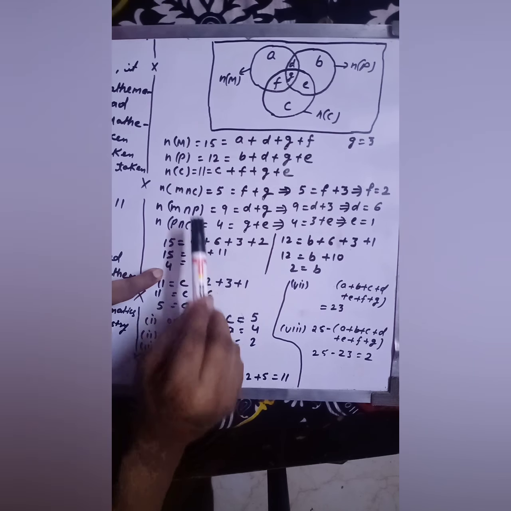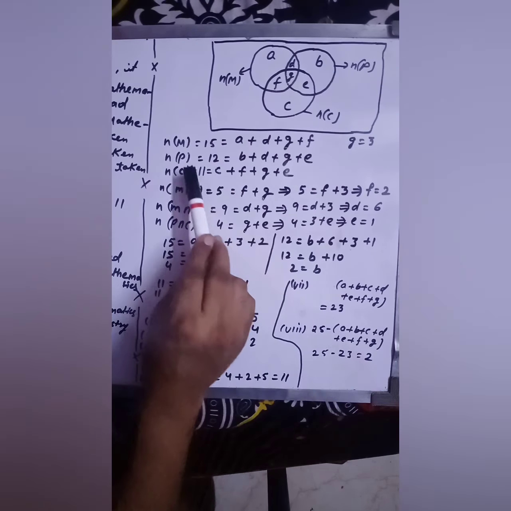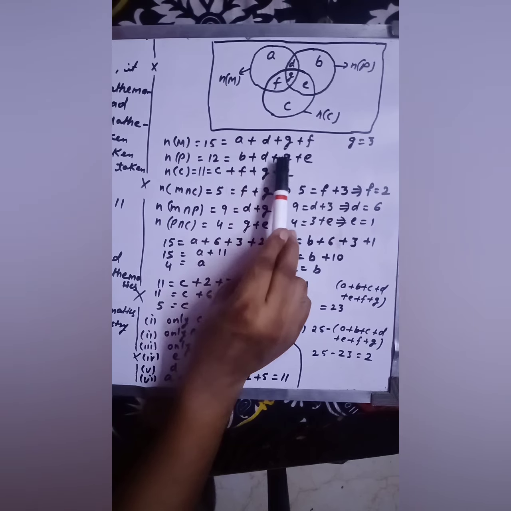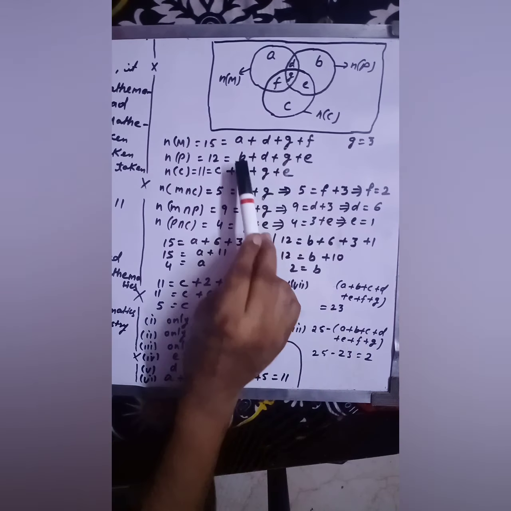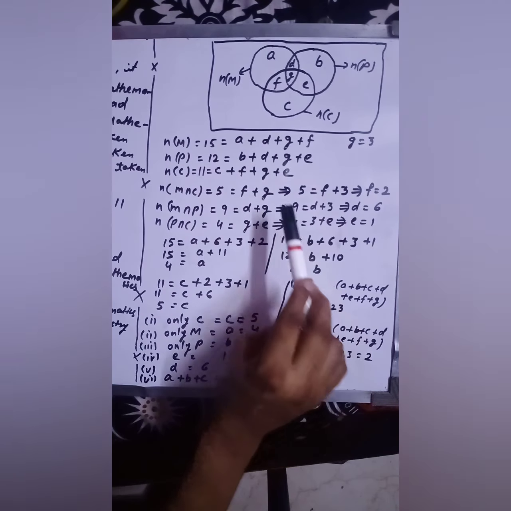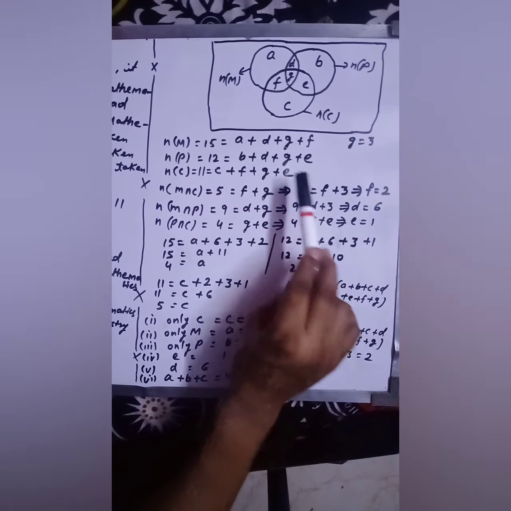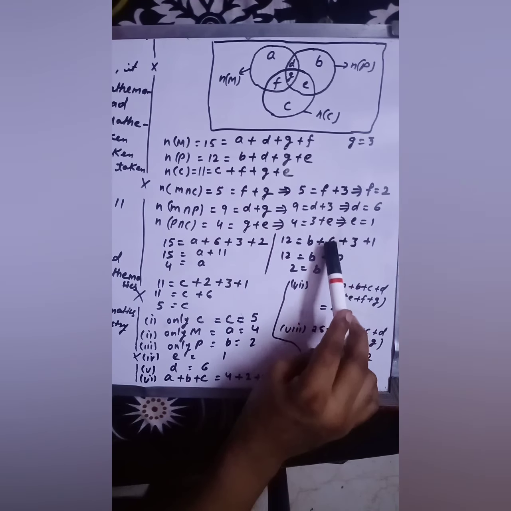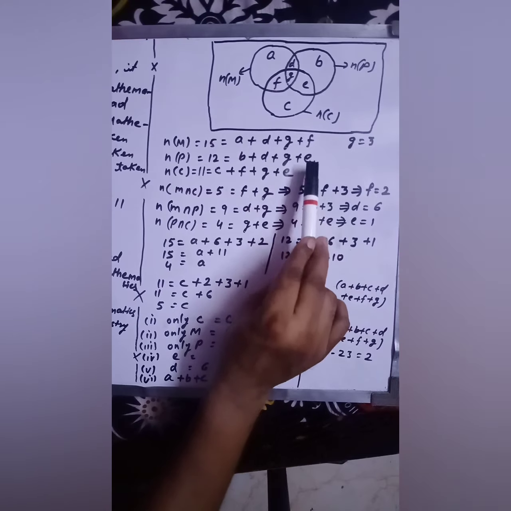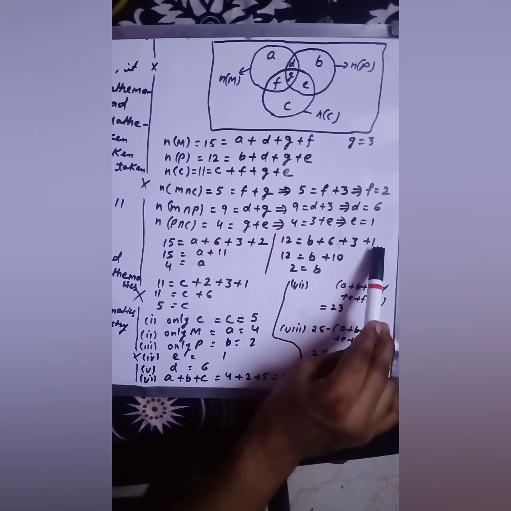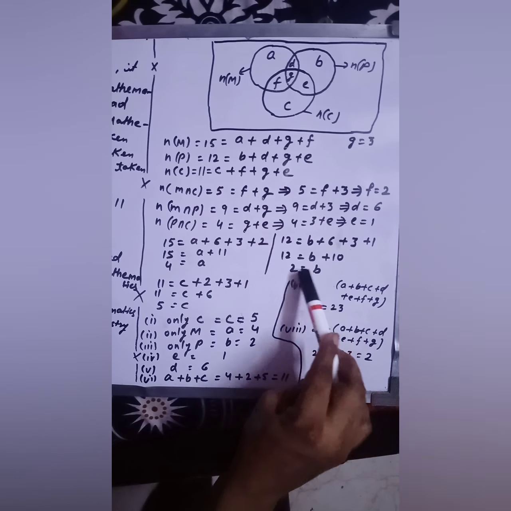Got it? Now similarly in the second equation, 12 is equal to B plus D plus G plus E. The value of B is not given to us. We have the value of D, that is 6. G we have 3, and the value of E is 1. So when you solve, the value of B you will get is 2.